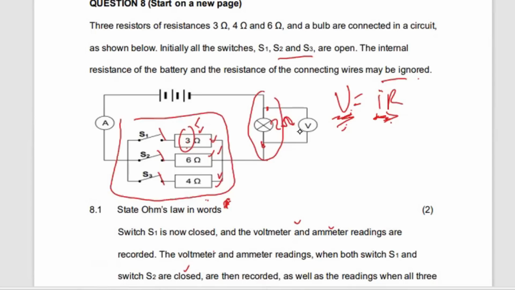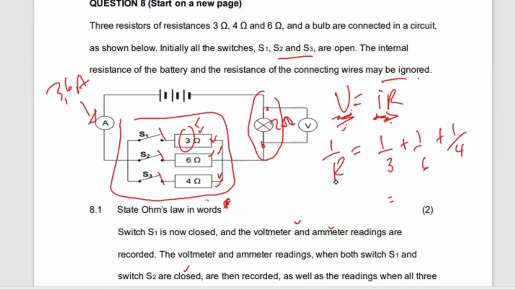Now, if I agree that when all the 3 switches are closed, my current reading is going to be 3,6 amps, let me get the effective resistance of all these 3. So we know that 1 over R should give me 1 over 3 plus 1 over 6 plus 1 over 4. Let me just punch that straight away. Plus 1 over 4 plus 1 over 6. That gives me 3 over 4, and then I have to switch it around. So my R effective is going to be 4/3.